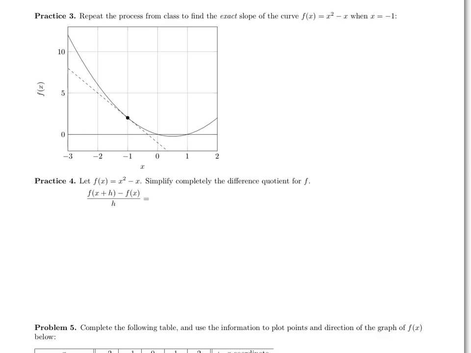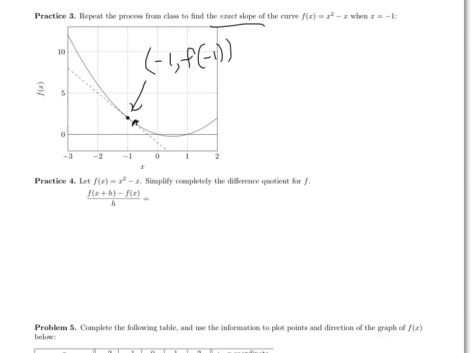Okay, so the way we found in class the exact slope of a curve at a point, so that is in this case the slope of this tangent line that just touches the curve right there, the way we did that was we imagined a second point on the curve, and so we're going to label these 2 points. This one, we know the x-coordinate here is -1, and so that means the y-coordinate is just f of -1, which we could compute.